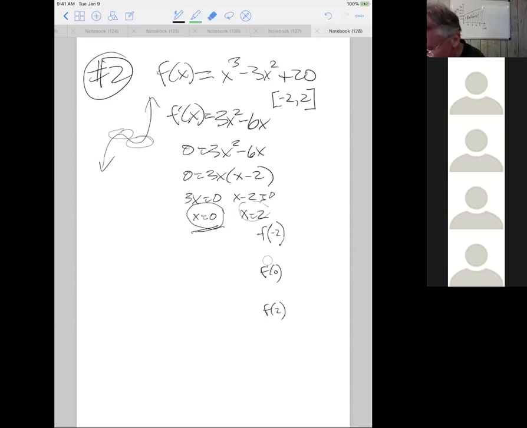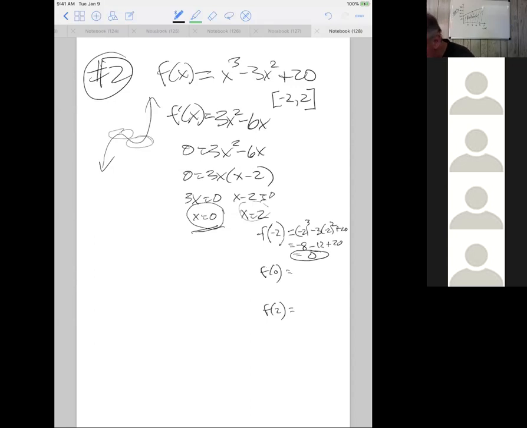Okay, those 3, the value of the function, the biggest one is going to be the absolute max, and the lowest one will be the absolute min. So plug in negative 2, I get negative 2 cubed minus 3 times negative 2 squared plus 20, which is negative 8 minus 3 times 4, that's minus 12 plus 20. That equals negative 20 plus 20, which is 0. So we've got one value is 0.